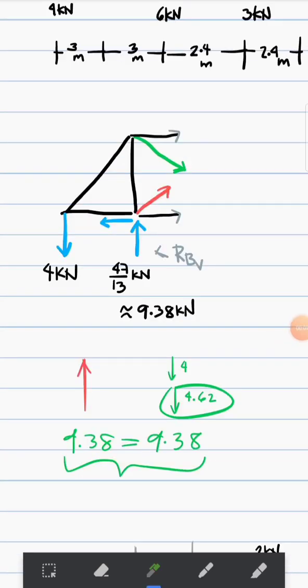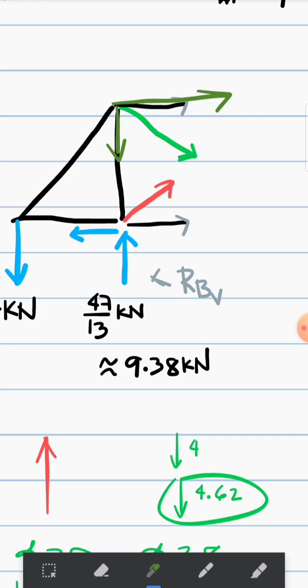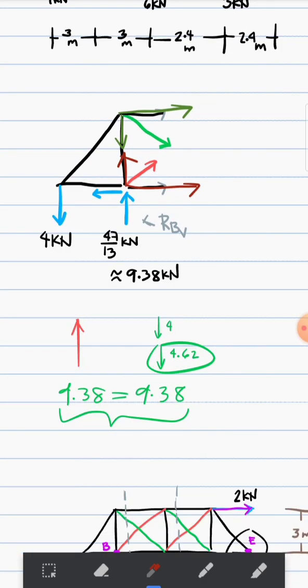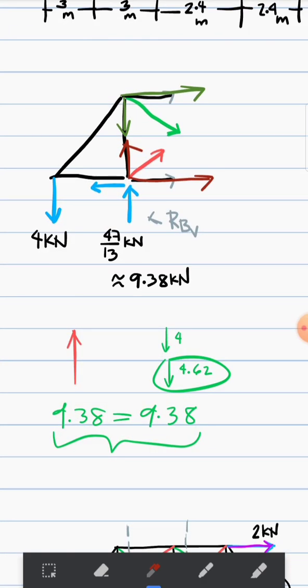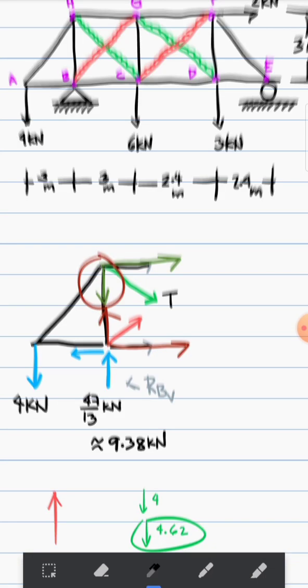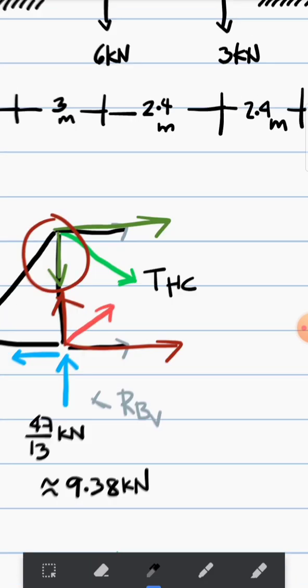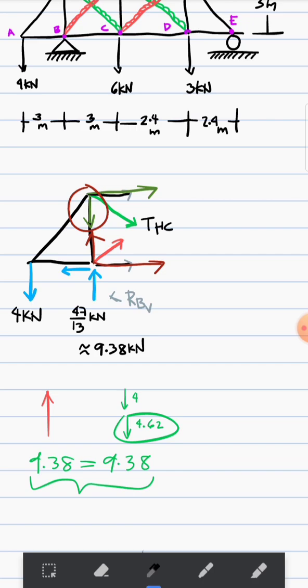These diagonal forces, that is these cables right here, have horizontal and vertical components. Also, these red ones have horizontal and vertical components. And applying what we have just found out, this 4.62 right here is the answer that could balance this 9.38 upward force. That force must be the vertical component of this cable. This cable can be named as tension HC, THC. So that is its vertical component.